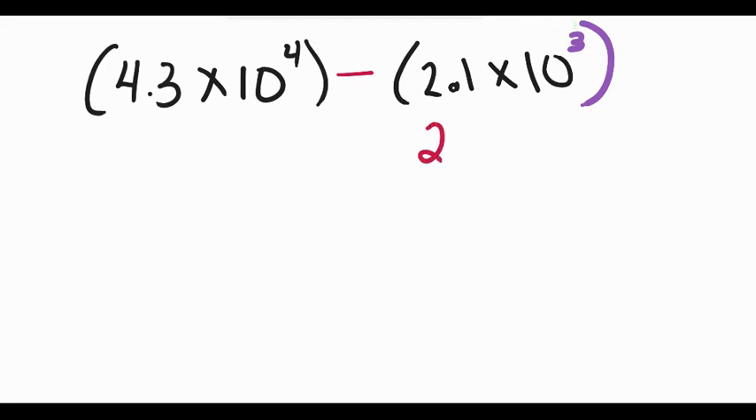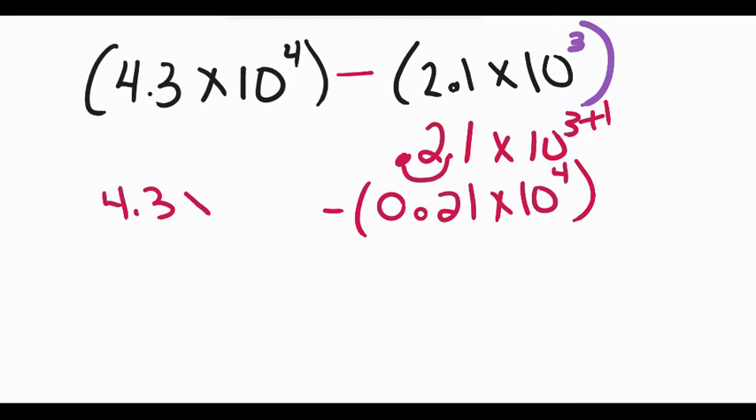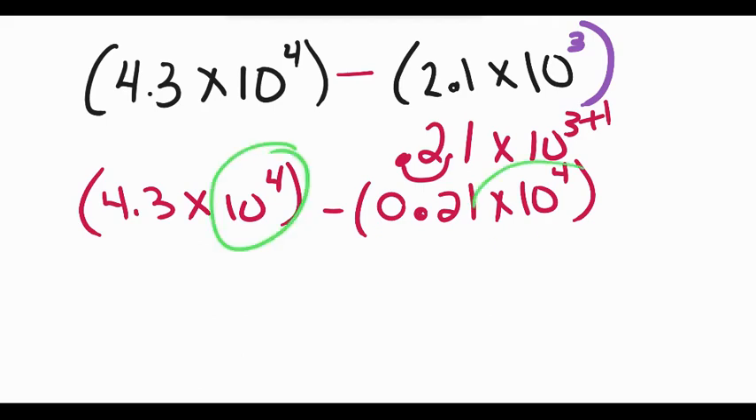So I'm going to take 2.1, and now I only have to go up 1. I'm adding 1 place value, which means I'm going to take away 1 place value. So this number becomes 0.21 times 10 to the fourth power. So it looks like this: 4.3 times 10 to the fourth power minus 0.21 times 10 to the fourth power. Again, now we have common exponents, so now I can subtract those numbers.